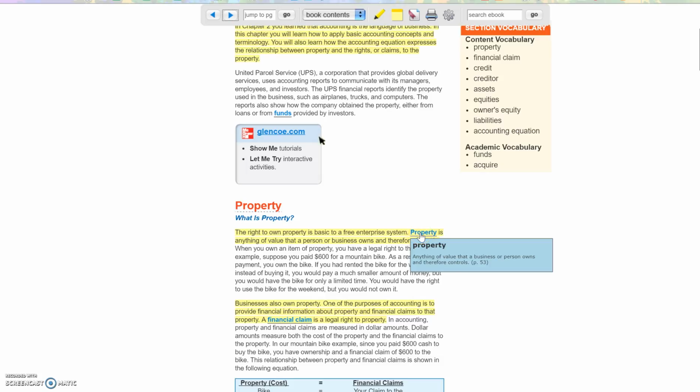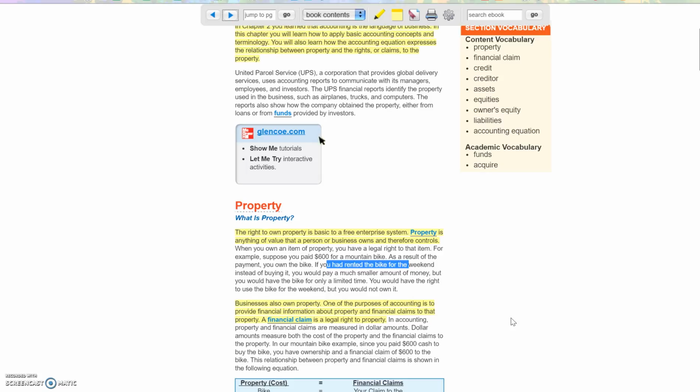The right to own property is really basic to free enterprise, like we talked about in Chapter 2. There's an example here where you want to buy a mountain bike. It's a $600 bike. You pay cash for the bike, and you are the exclusive owner of the bike. If you wanted to pay less money, you could have rented the bike for the weekend and spent a lot less money, but you only have the bike for a limited amount of time.